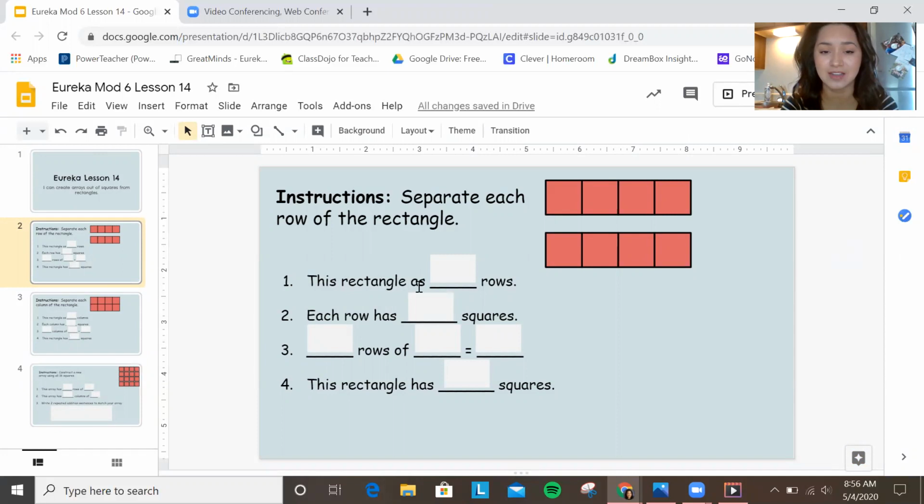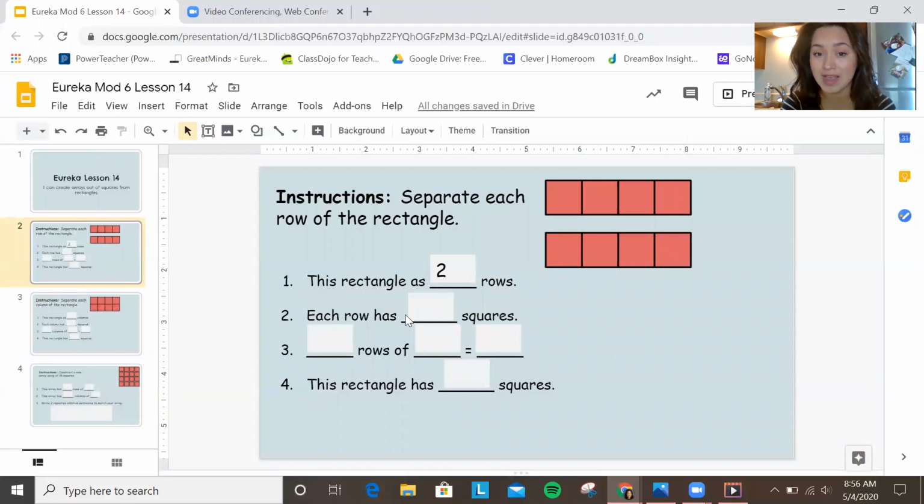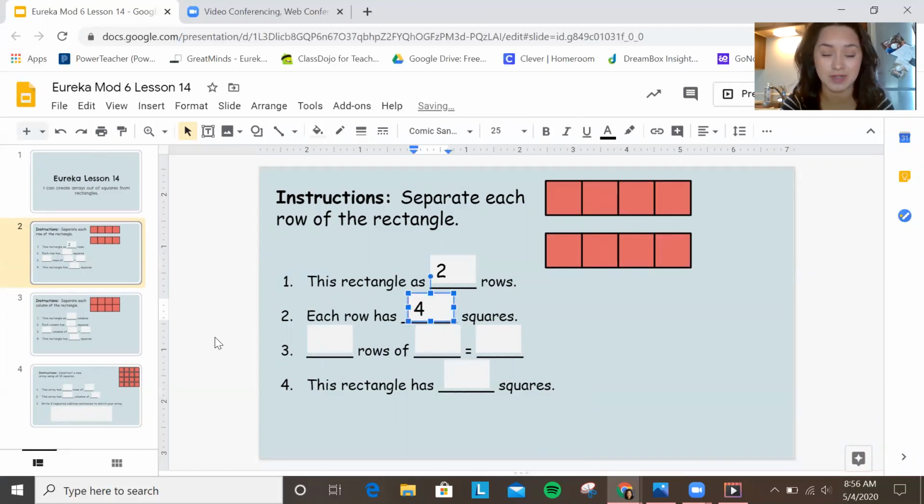First, this rectangle has blank rows. How many rows do I have? 2. Good. 1 row, 2 rows. Each row has blank squares. So this is a row and this is a row. How many squares are in each row? 4. Good. 1, 2, 3, 4. So each row has 4 squares.